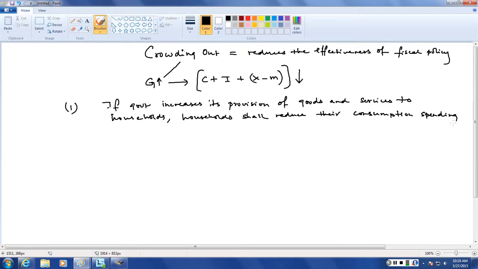Okay, if the government increases its provision of goods and services to households, households shall reduce their consumption spending. Let me give you an example of this. Let's say that the government, as part of its expansionary fiscal policy, meaning policy designed to shift the AD curve rightwards, expand equilibrium real GDP, decides to build a new public library in your neighborhood. Right? So within walking distance of your home, you now have a public library.